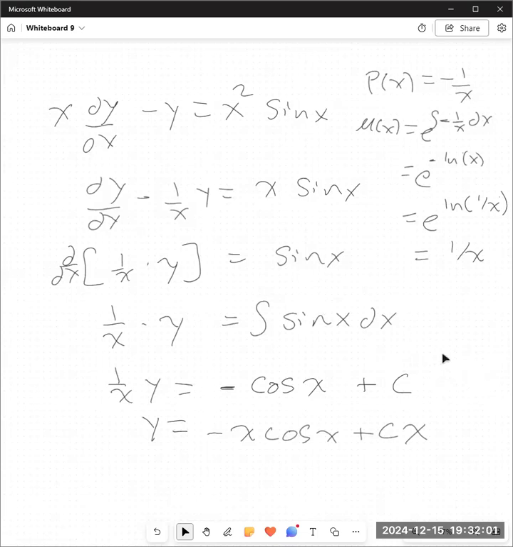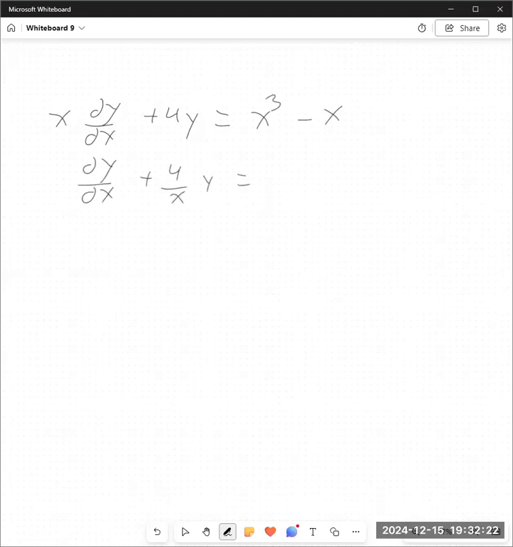Let's look at a couple more here. x dy/dx plus 4y is equal to x cubed minus x. So we want dy/dx plus 4 over x times y equals x squared minus 1. I haven't mentioned this yet, but it's just as likely that we're going to need to set this up as dx/dy plus p of y times x is equal to f of y, and get a mu of y instead of a mu of x. There's a couple problems like that, so don't think just because I can set up every problem as dy/dx plus p of x times y is equal to f of x, that it's going to work that way every time. If you get stuck doing it that way, then go ahead and try to solve it the other way.